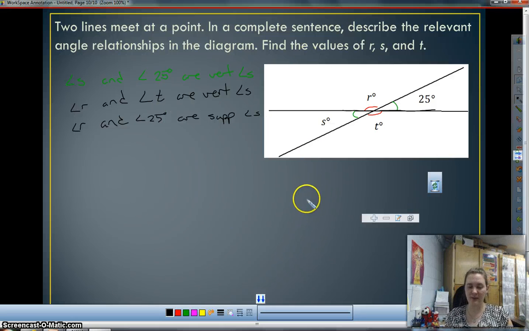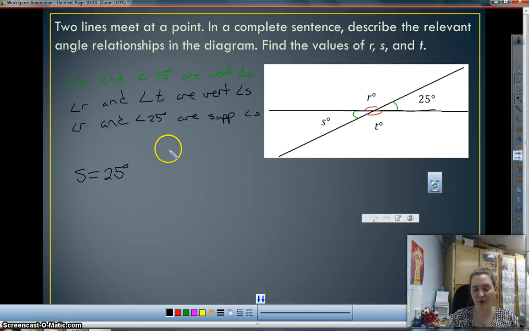So let's work this out. S and 25 are vertical angles. Vertical angles means they are equal, so S must equal 25 degrees. R and T are vertical angles, which means they are equal. So if we use this, angle R and angle 25 are supplementary angles, we can find both of those. R plus 25 equals 180.